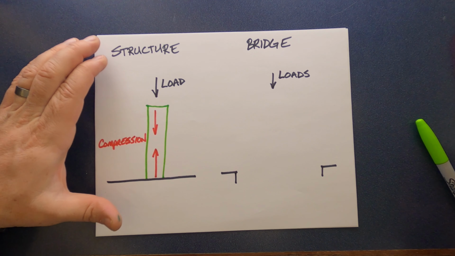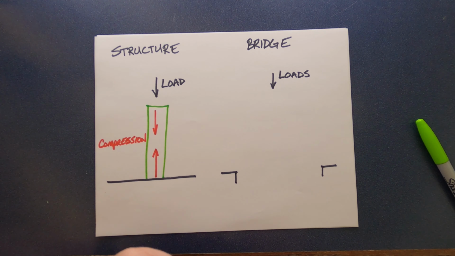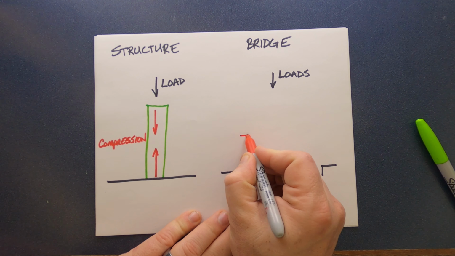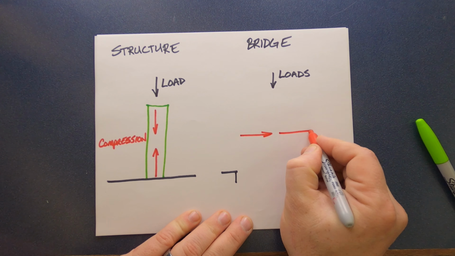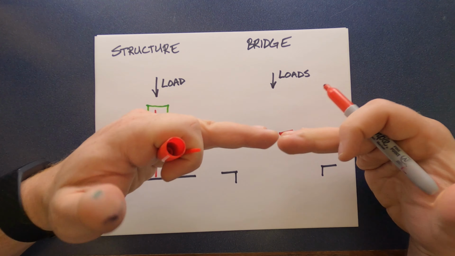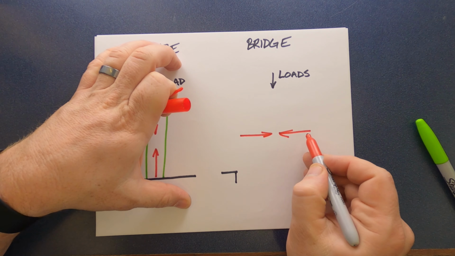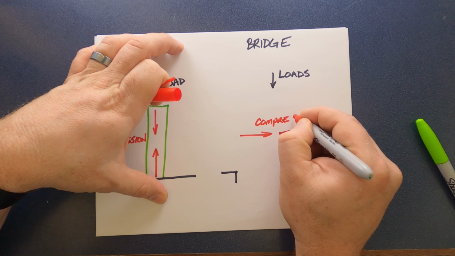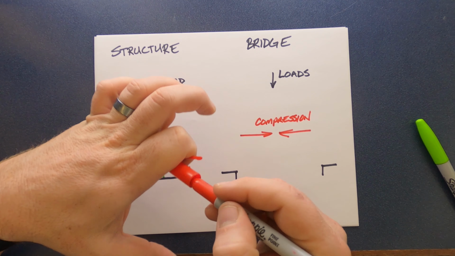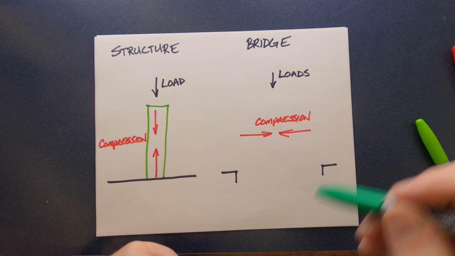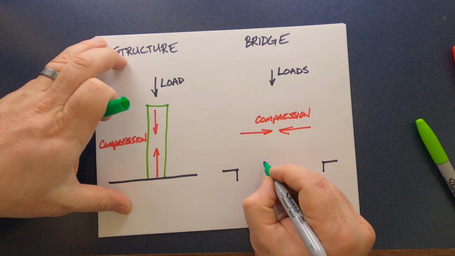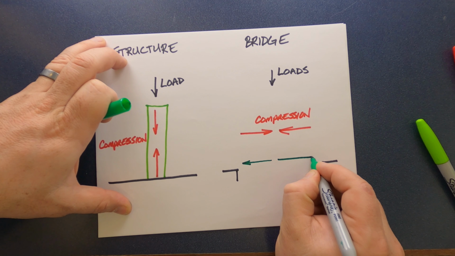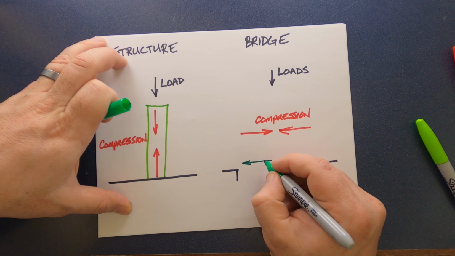A bridge, however, you have two forces happening. At the top, we do have compression. As the bridge wants to fold in, the top of the bridge is going to experience compression. And the bottom of the bridge is going to experience tension. Tension is the opposite of compression. If compression is a push, tension is a pull.